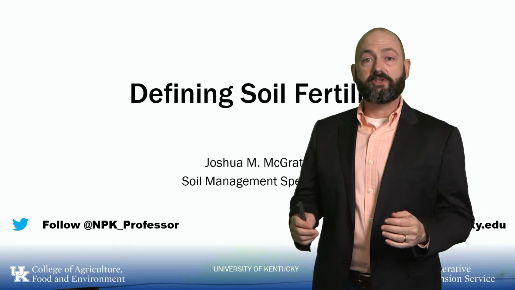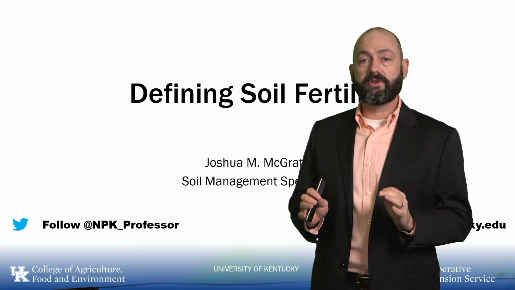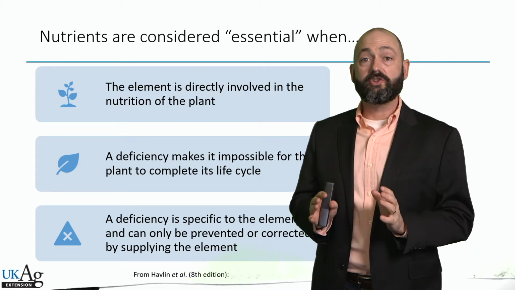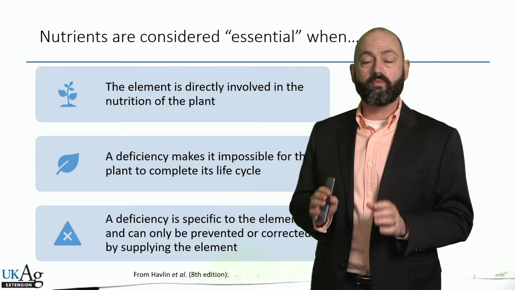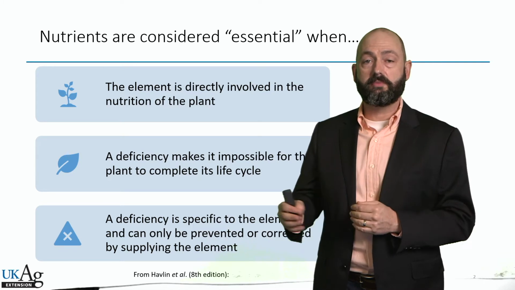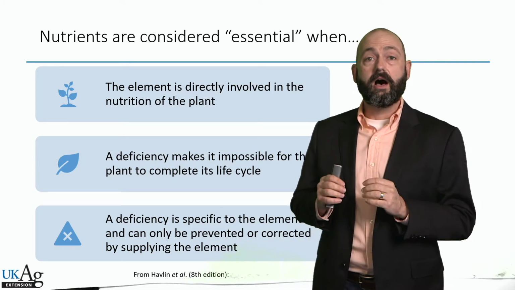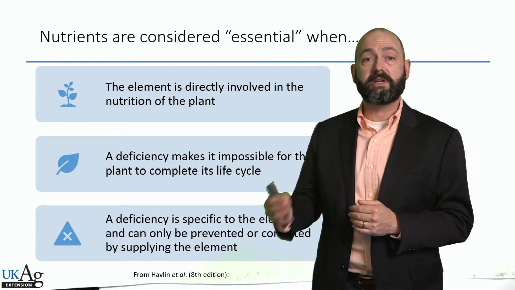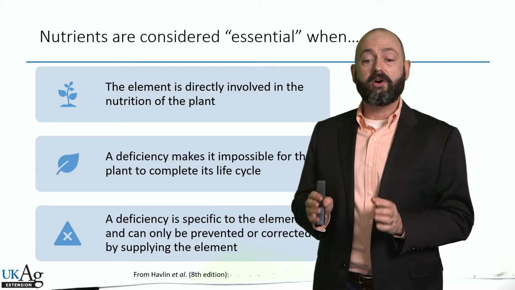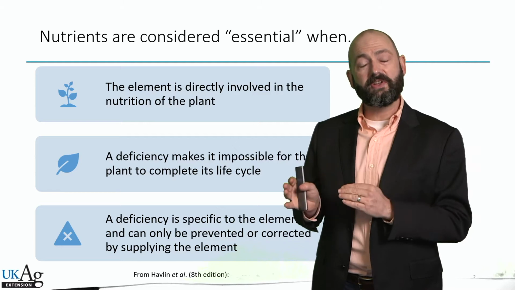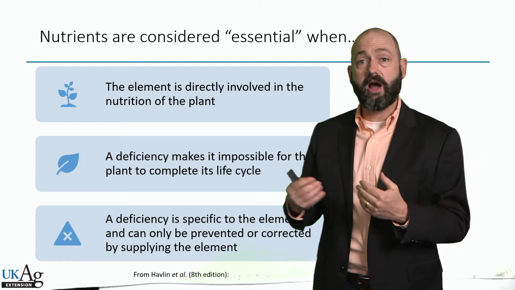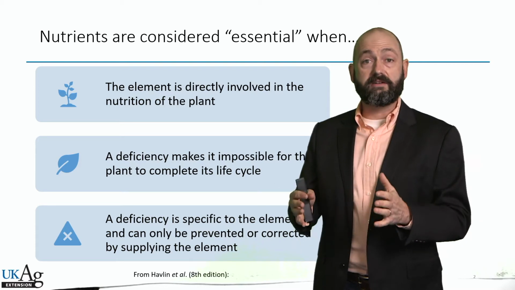In this presentation, we're going to talk about defining soil fertility. So Haviland, in his textbook, defines essential nutrients as those that are directly involved in the nutrition of the plant or metabolic processes. A deficiency of that nutrient would make it impossible for the plant to complete its life cycle, and also a deficiency is specific to that element. So adding another element will not correct the problems that we see with that deficiency.